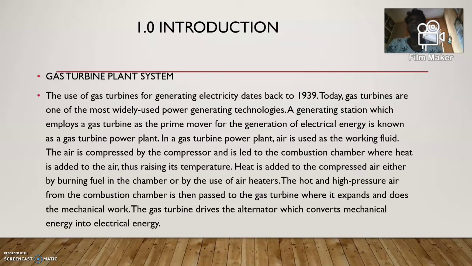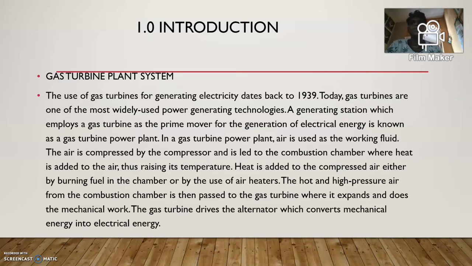The use of gas turbines for generating electricity dates back to 1939. Today, gas turbines are one of the most widely used power generating technologies. A generating station which employs a gas turbine as the prime mover for the generation of electrical energy is known as a gas turbine power plant. In a gas turbine power plant, air is used as the working fluid.